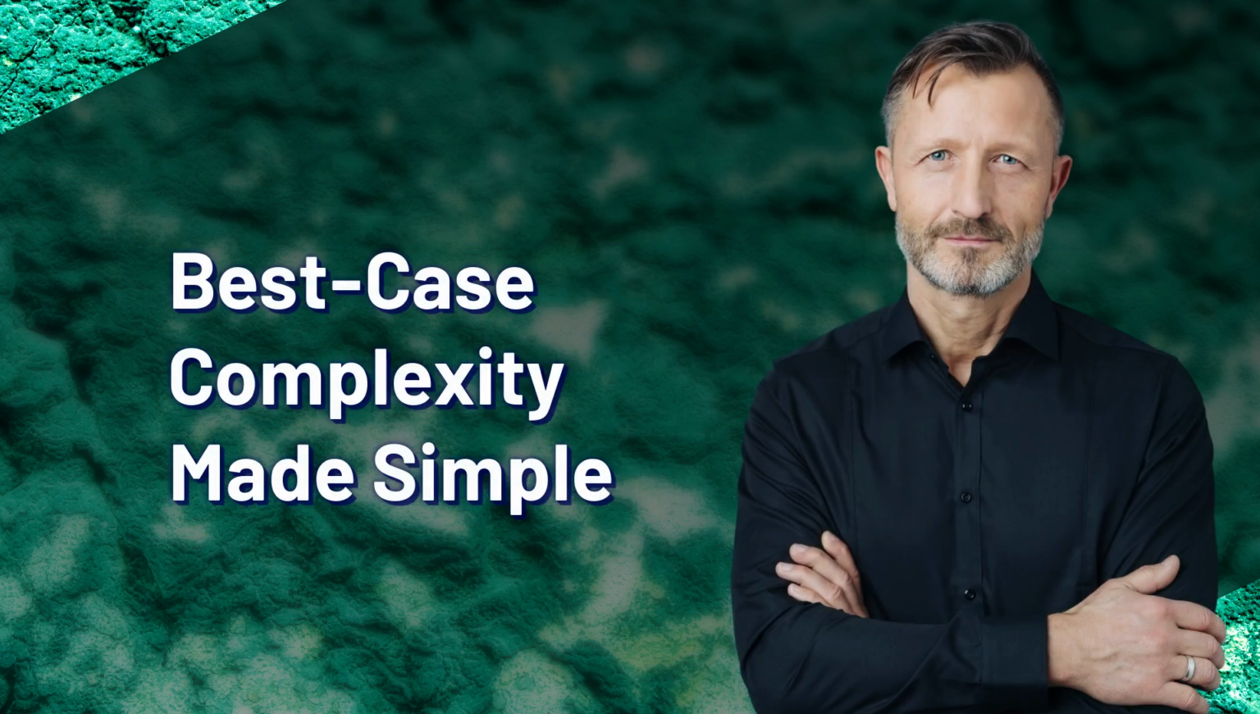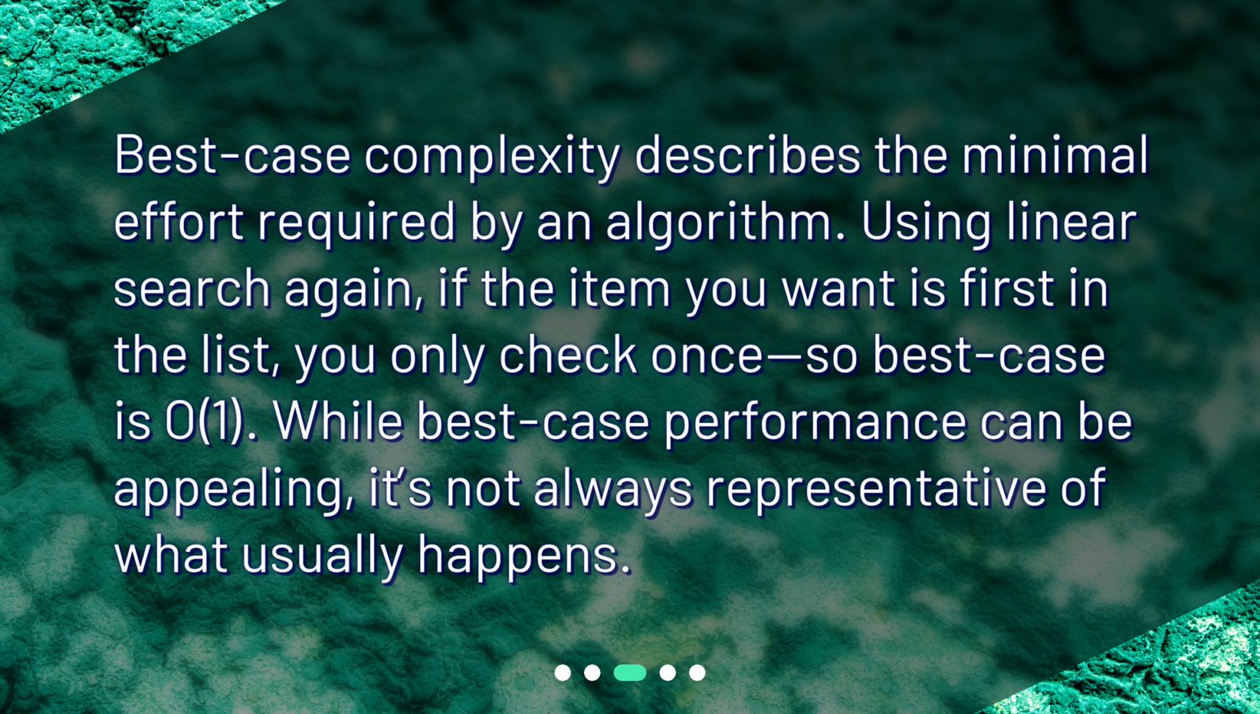Best case complexity, made simple. Best case complexity describes the minimal effort required by an algorithm. Using linear search again, if the item you want is first in the list, you only check once, so best case is O(1). While best case performance can be appealing, it's not always representative of what usually happens.